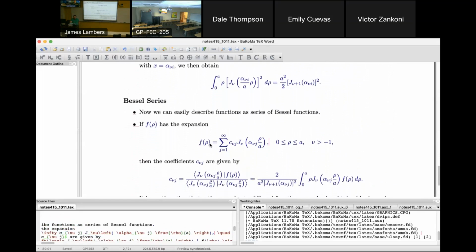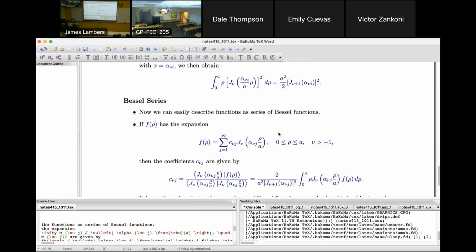So we have some function f of rho. We want to express it as an expansion in these Bessel functions and find these coefficients, c nu j. So the coefficients will depend not just on the index of the summation, but also the order of Bessel function you're using. So I can use a Bessel function of whatever order I like, as long as nu is greater than -1. But each one of these Bessel functions is evaluated at a different point using a different zero of that Bessel function.